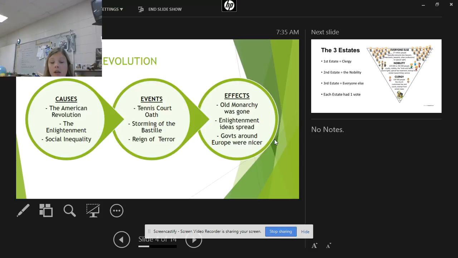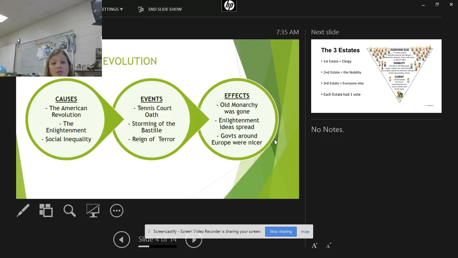Now, all of this is going to lead up to our main events. The Tennis Court Oath, where they attempted to have a constitution, which was then rejected by the first, second, and king. Storming the Bastille, where they stormed the royal prison and got all of the ammunition and weapons that were there. And then, of course, the Reign of Terror, which you guys probably remember as when they killed a whole bunch of people they thought were against their revolution using the guillotine. They chopped everybody's head off.